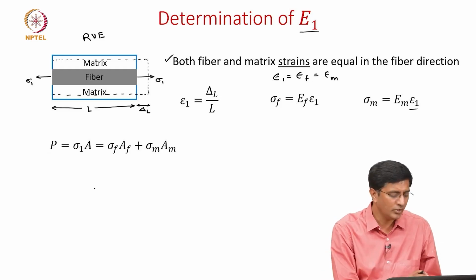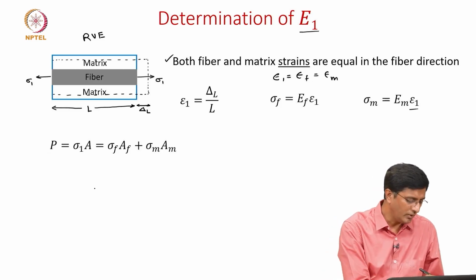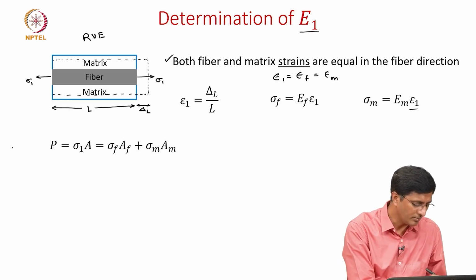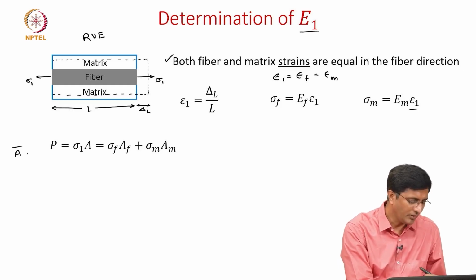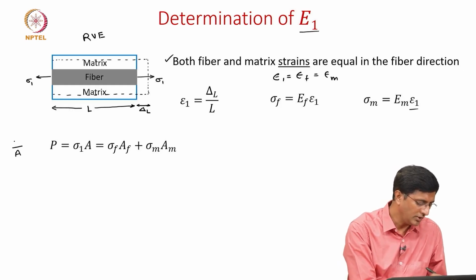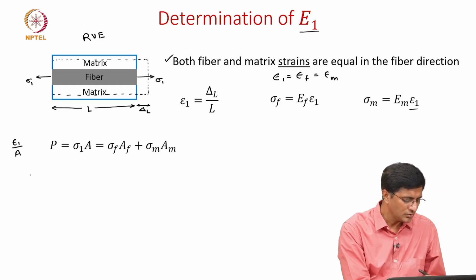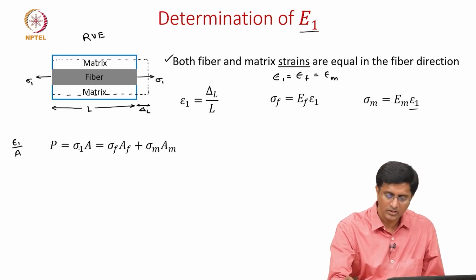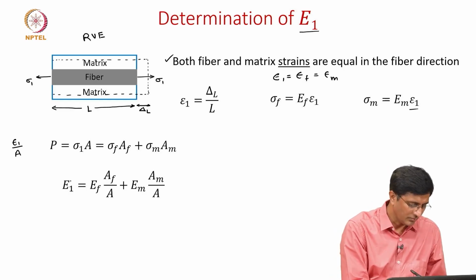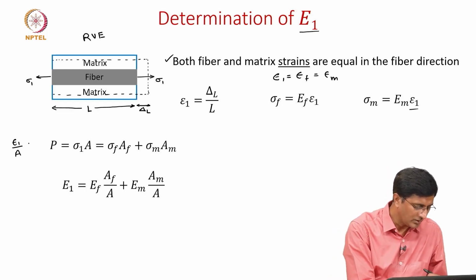With this equation we'll do two things. First, we'll divide both sides of the equation by A and multiply both sides of the equation with epsilon 1. So once we divide with A, for the left side of the equation, what we are left with is sigma 1 A divided by A.